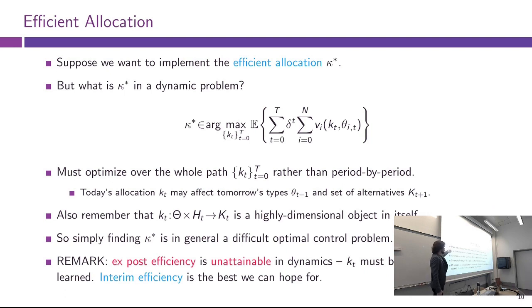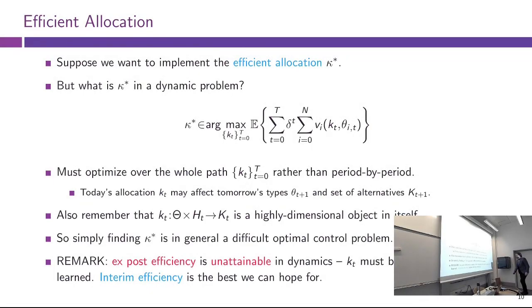Today's allocation k_t may affect not only the set of alternatives, but also tomorrow's types. So whether I give you a taste of heroin today will affect your preference for heroin tomorrow. Now, beyond that, even the allocation in every single period can in principle be multidimensional, so it can be a complicated object in itself. So finding k star is a difficult optimal control problem.